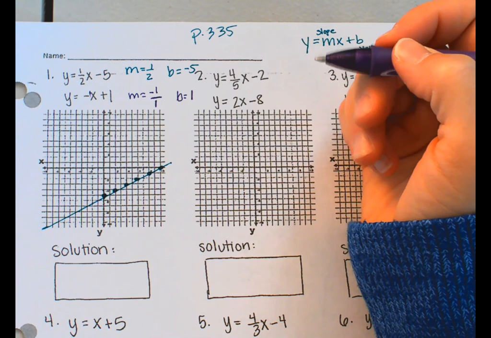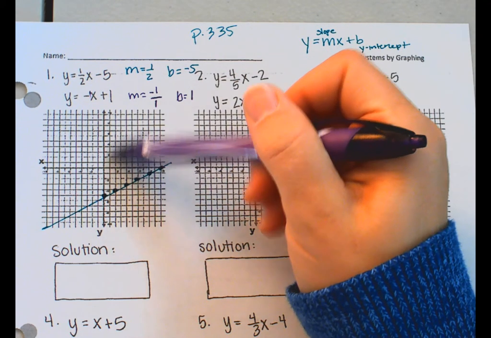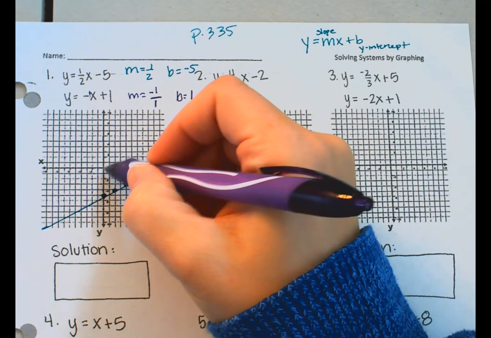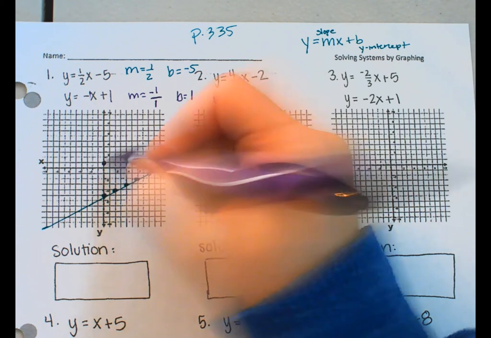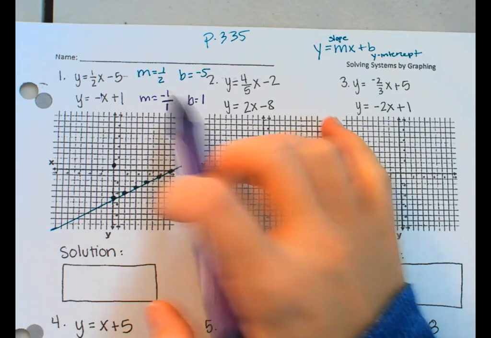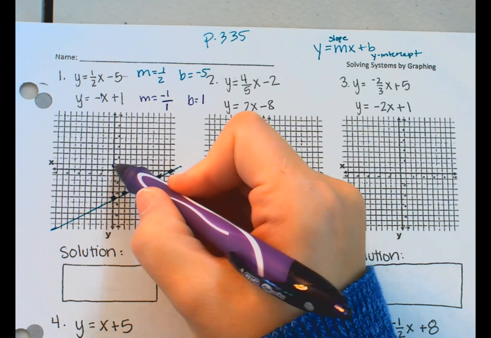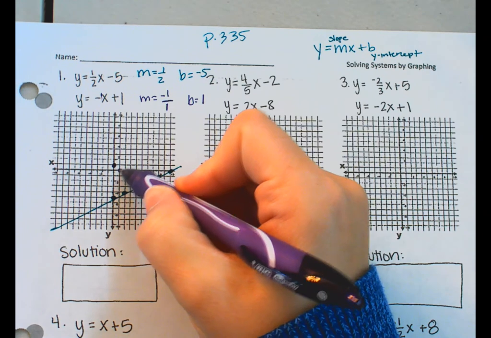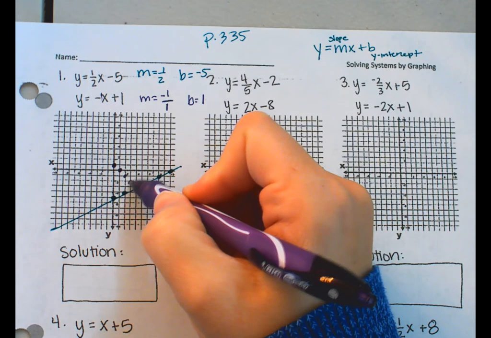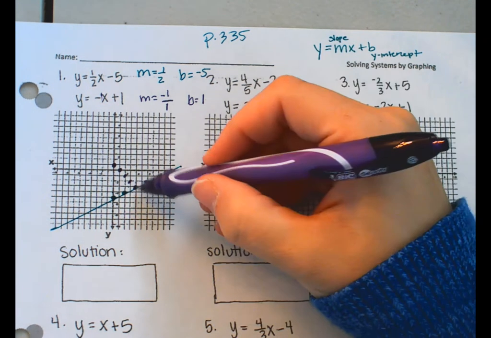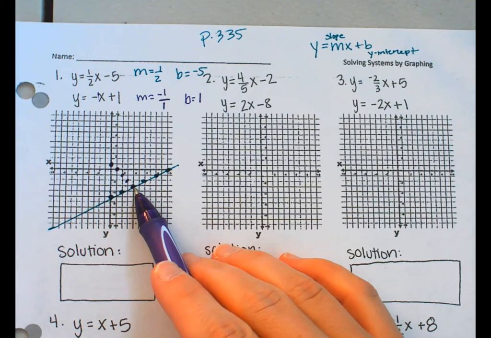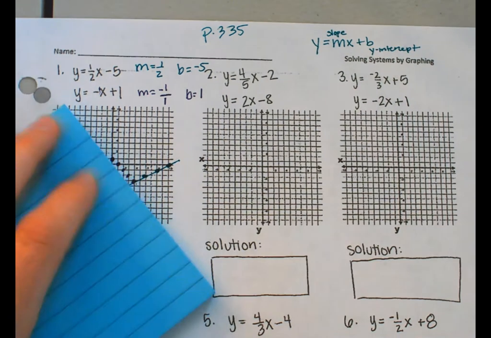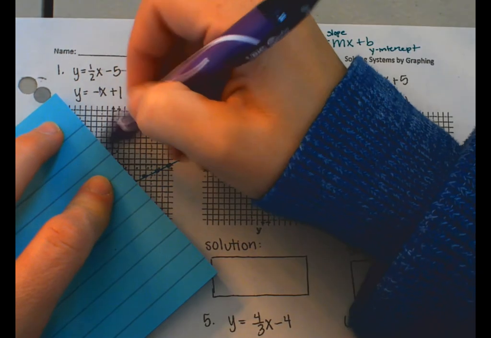So when I graph that, I graph b first, so I go find +1 on my y-axis, which would be right here, +1. And then a slope of -1/1 means we're going to go down 1, right 1, down 1, right 1, down 1, right 1, down 1, right 1. And we can see we just met up with that other line. So we know we have found our solution. So I'll go ahead and connect the dots that I have.